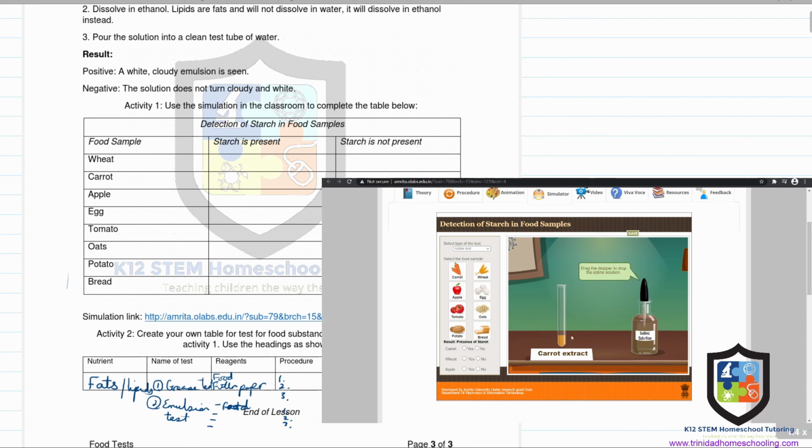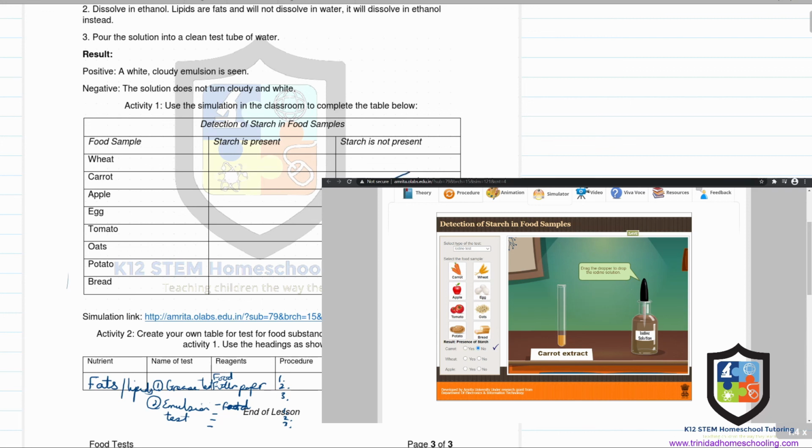And you're seeing there is no color change. Remember, what you're looking for is the presence of starch. We need this brown yellow solution to turn blue black. So there is no color change here. Now you go back to your table. Carrot, is starch present? No, starch is not present, so you tick this column.